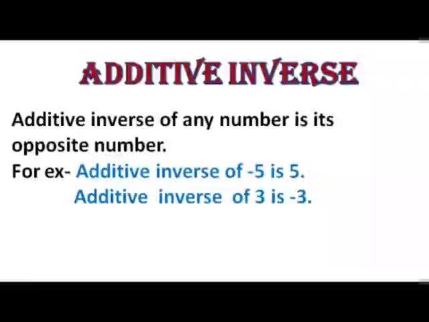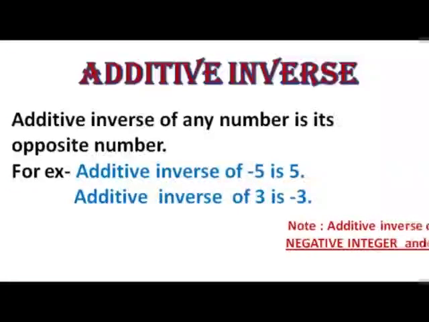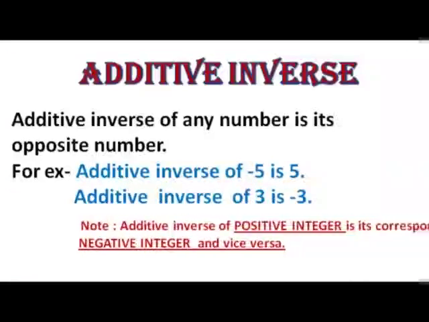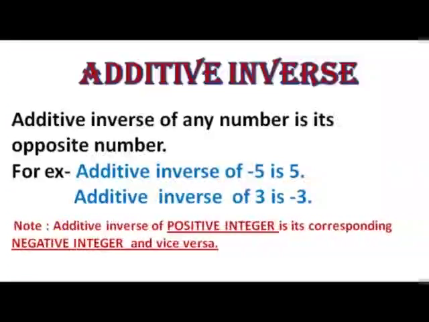For example, the additive inverse of minus 5 is 5. Also, the additive inverse of 5 is minus 5. Similarly, the additive inverse of 3 is minus 3. Note that the additive inverse of a positive integer is its corresponding negative integer and vice versa. That is, additive inverse of plus 5 is minus 5, and if I ask what is the additive inverse of minus 5, then it will be definitely plus 5.